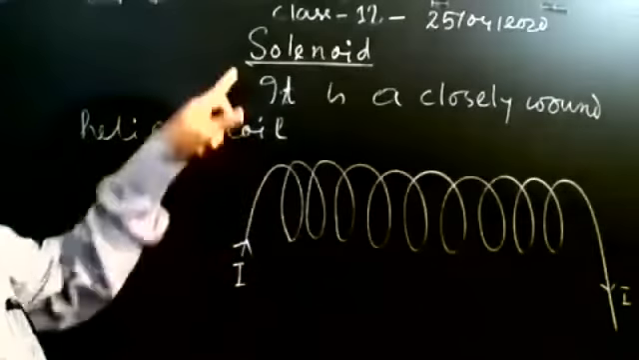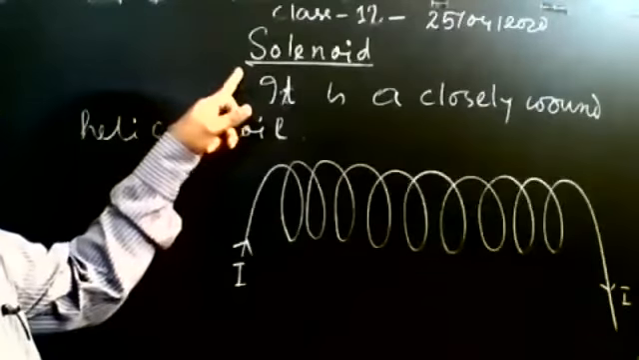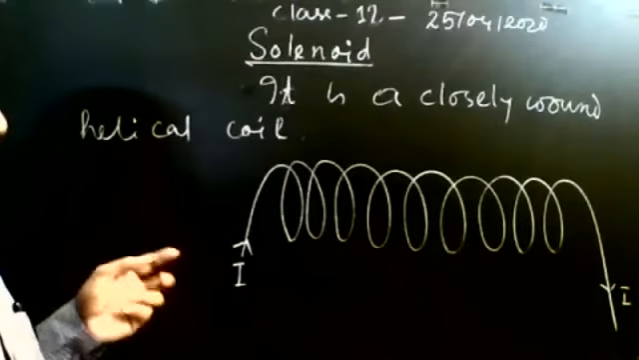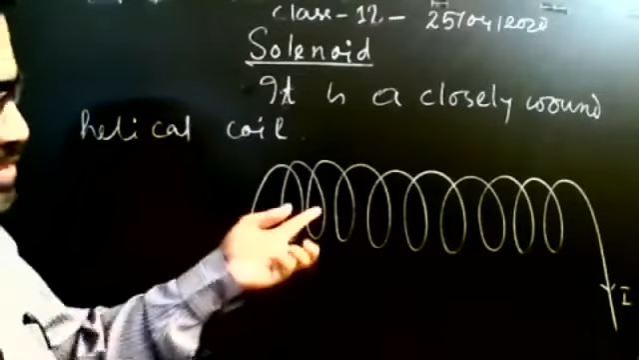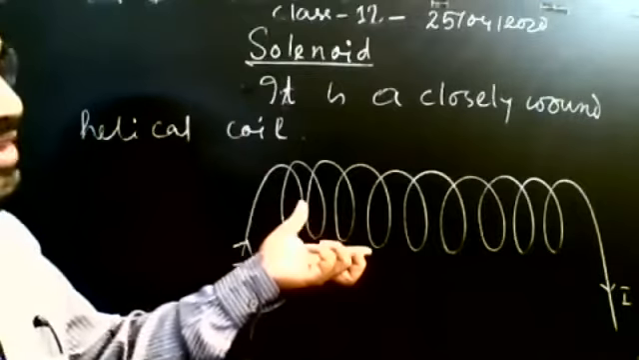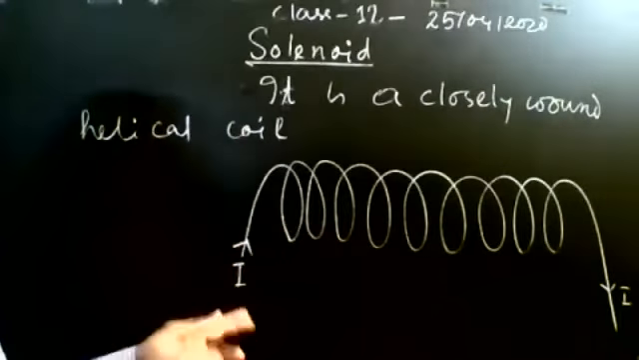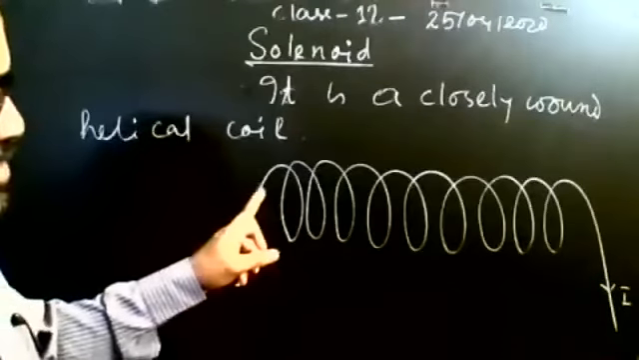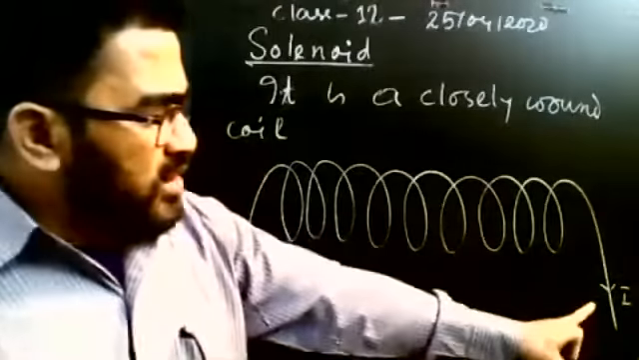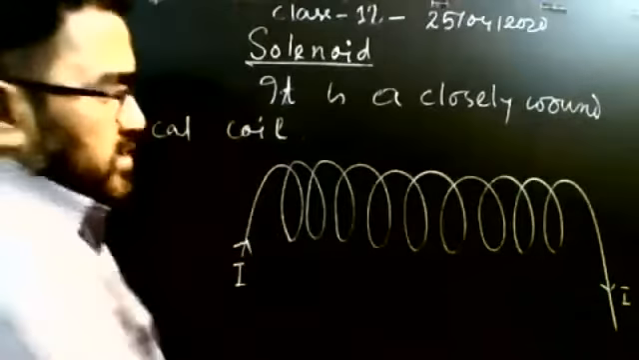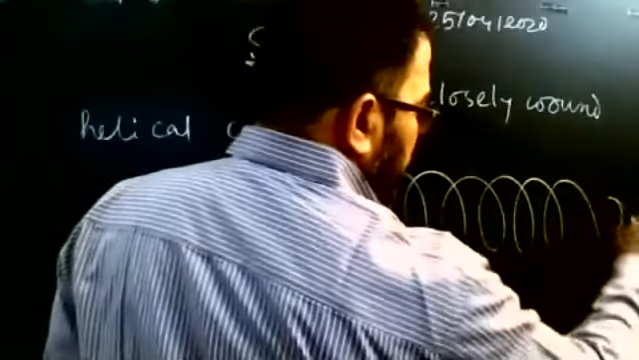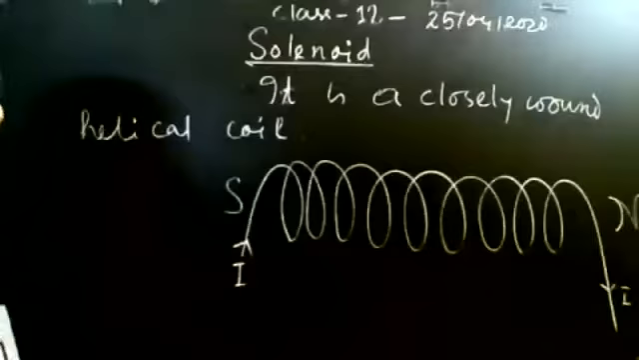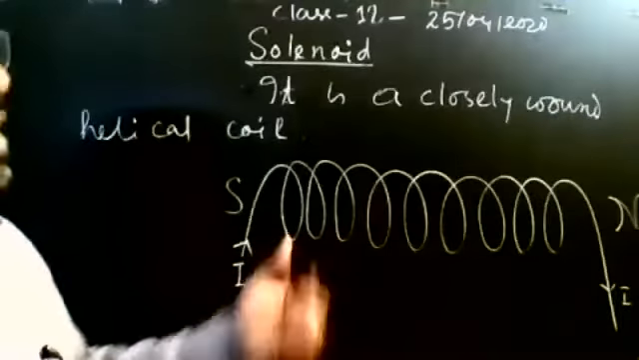A solenoid is a closely wound helical coil. When current passes through the solenoid, it produces a magnetic field. When current enters from this end and leaves at this end, a north pole is produced at this end and a south pole at the other end. That is, it behaves like a bar magnet, right?